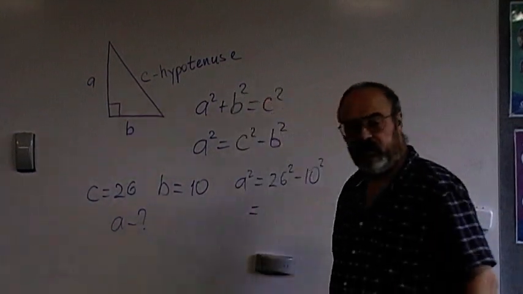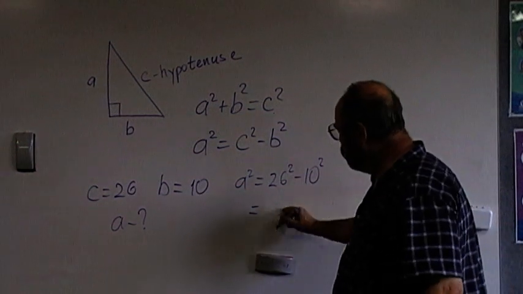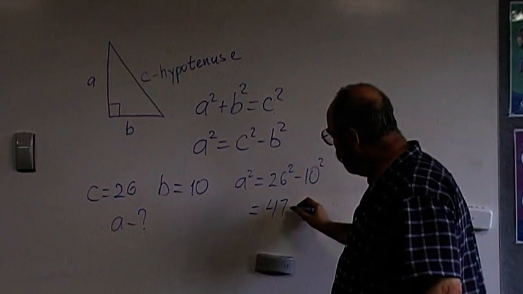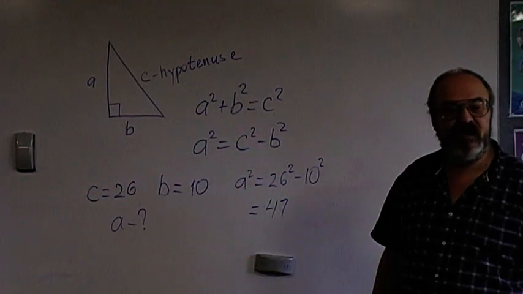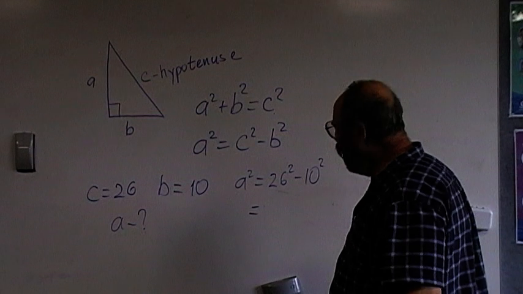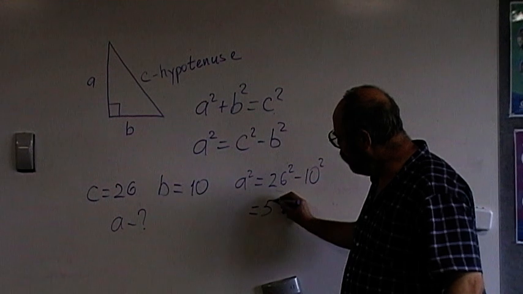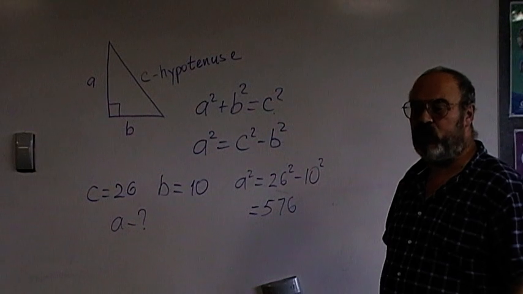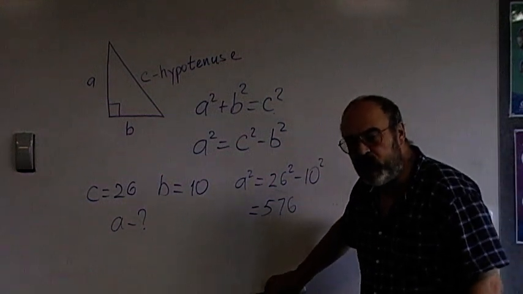Is it 436? No, it's 576. That's what I got, so 576. You do 26 squared minus 10 squared, minus 100, on your calculator. Now, have you solved the problem?